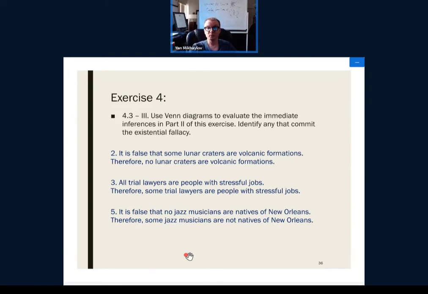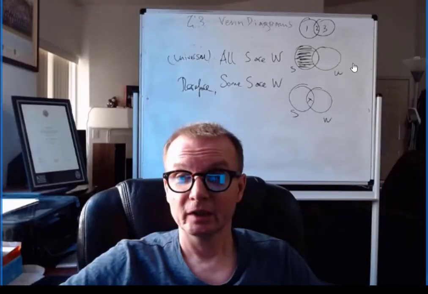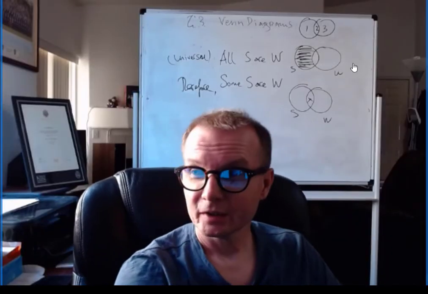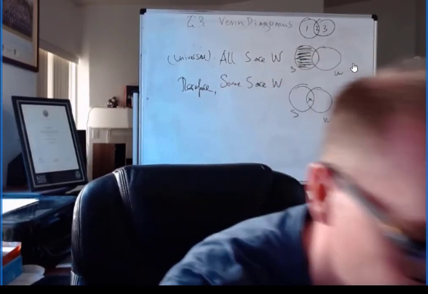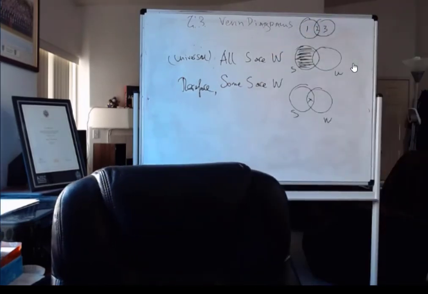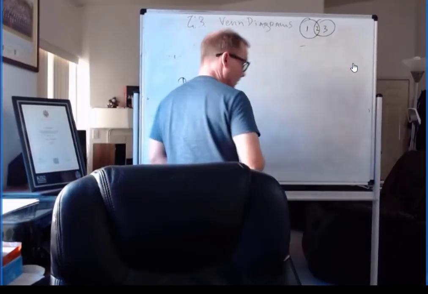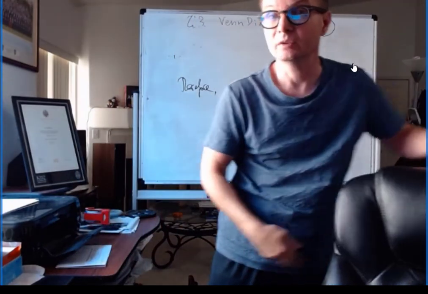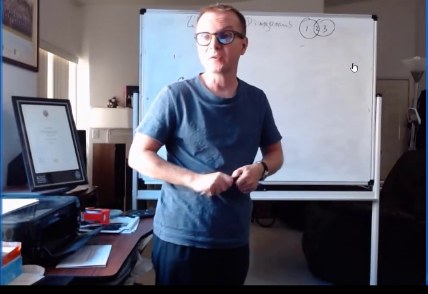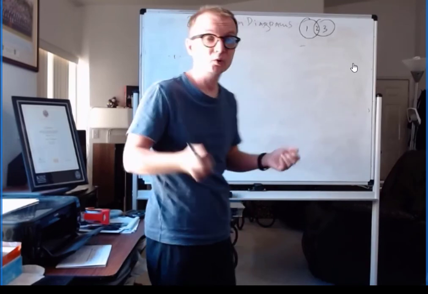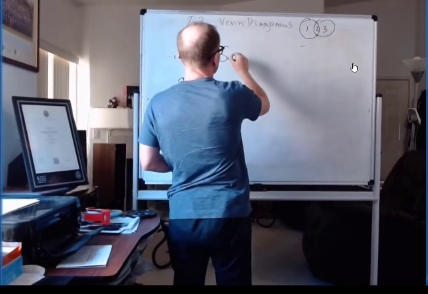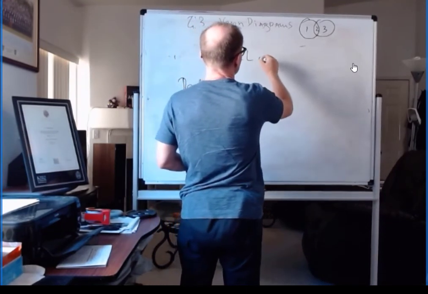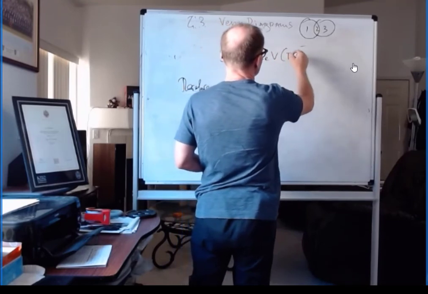To make it a little bit easier, let's do number 2 together. Let me help you out, because you guys may be kind of losing it. So number 2, we already know it is valid, right? We already determined that. But let's see. It is false that some lunar craters are volcanic formations. So some lunar craters are volcanic formations, false.